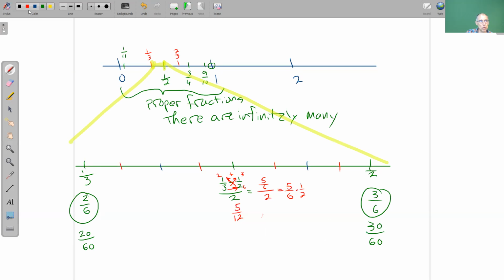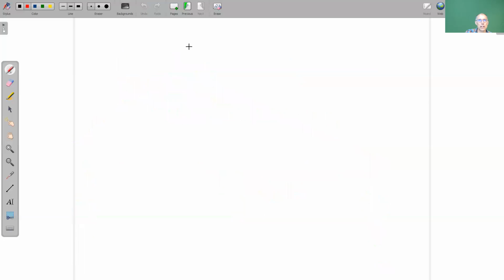If you needed more, then maybe call them 600ths. So 1/3 would be 200 out of 600. And 1/2 would be 300 out of 600. And there's a heck of a lot of proper fractions living in between 200 out of 600 and 300 out of 600. Just kind of a modification of that strategy right there. I wanted to find some numbers in between.